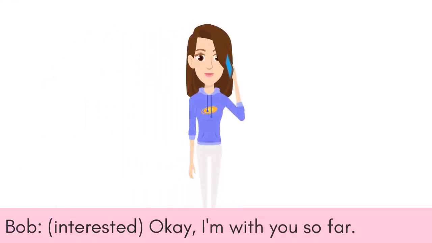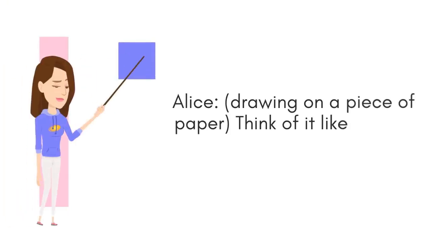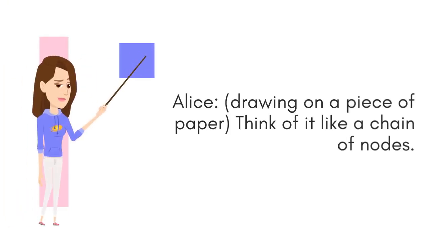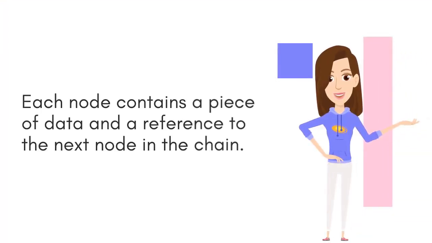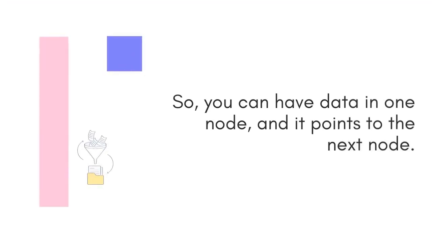Bob, interested, "Okay, I'm with you so far." Alice, drawing on a piece of paper, "Think of it like a chain of nodes. Each node contains a piece of data and a reference to the next node in the chain. So, you can have data in one node, and it points to the next node."